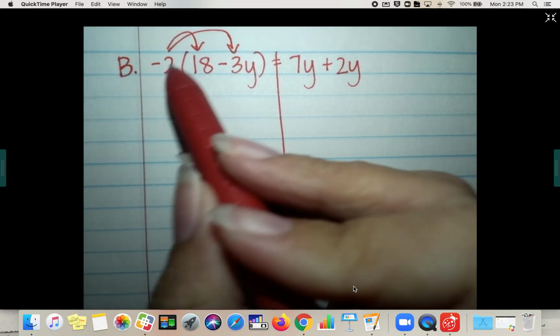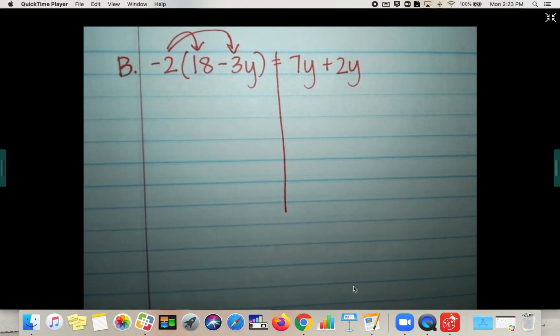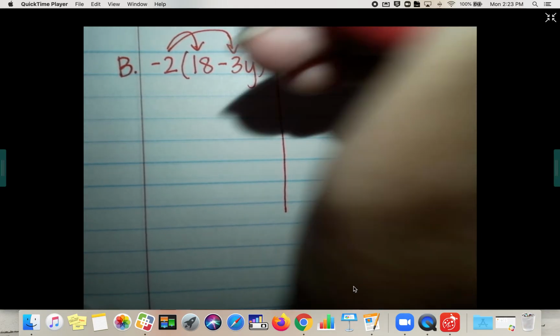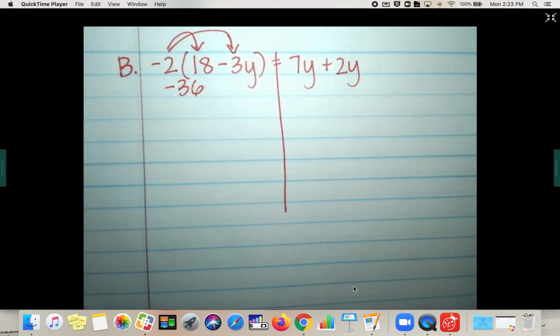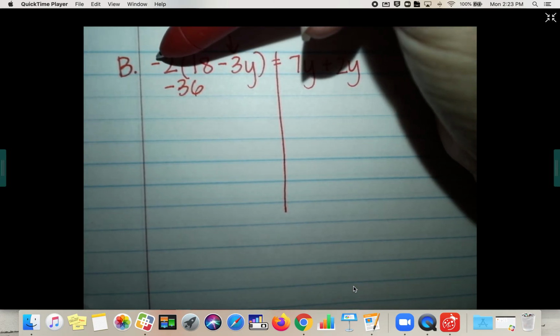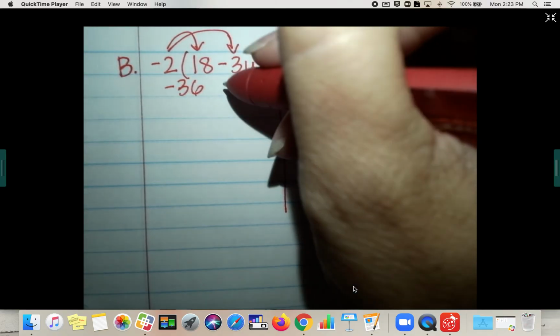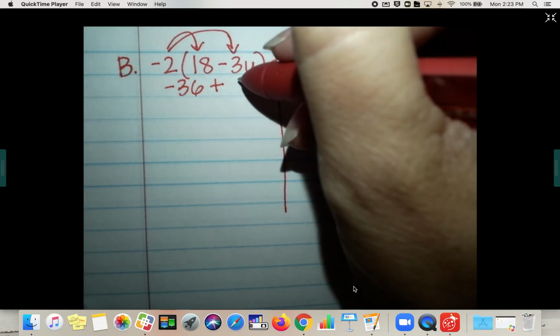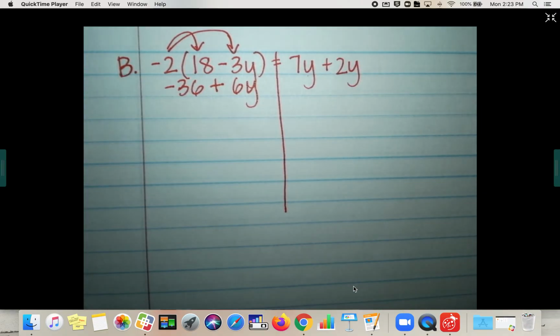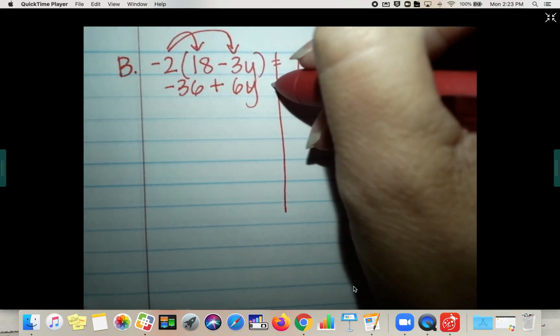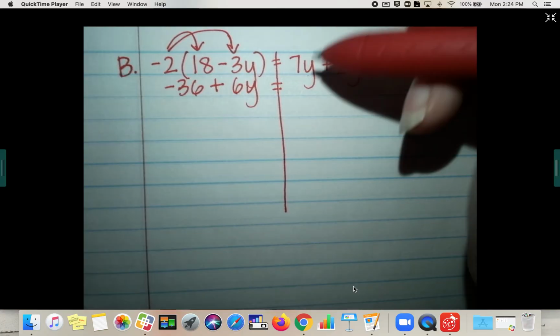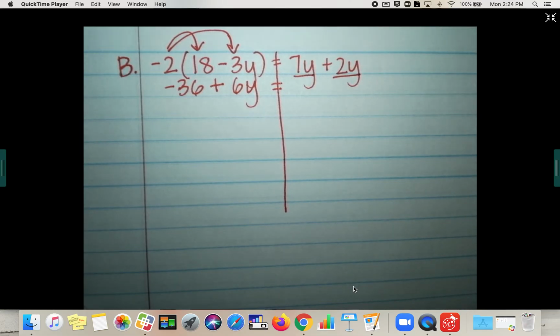So what is negative 2 times 18? Oh gosh, I don't know. Is it 36? Negative 36. Let's try that. Okay, this is tricky. Negative 2 times negative 3y. Negative times negative is going to make it positive 6y. Okay, be sure you understand that. Now I'll go ahead and combine these. These are like terms, so we can go ahead and do 7y plus 2y, which is 9y.